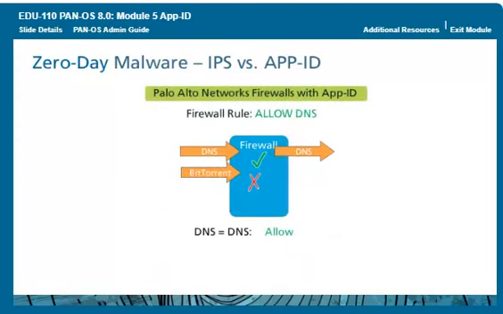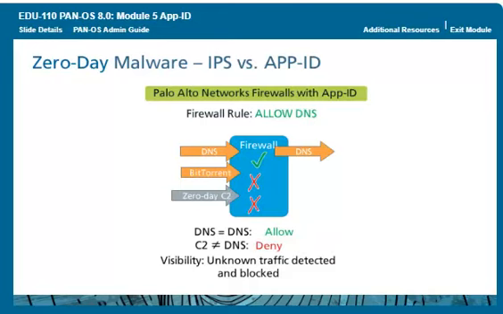The Palo Alto Networks firewall is configured to allow only DNS application traffic. Even if the zero-day malware is unknown to PAN-OS software, it is still not allowed to pass because it has not been specifically identified as the DNS application. Also, the blocked traffic is logged, making the occurrence known for further analysis.